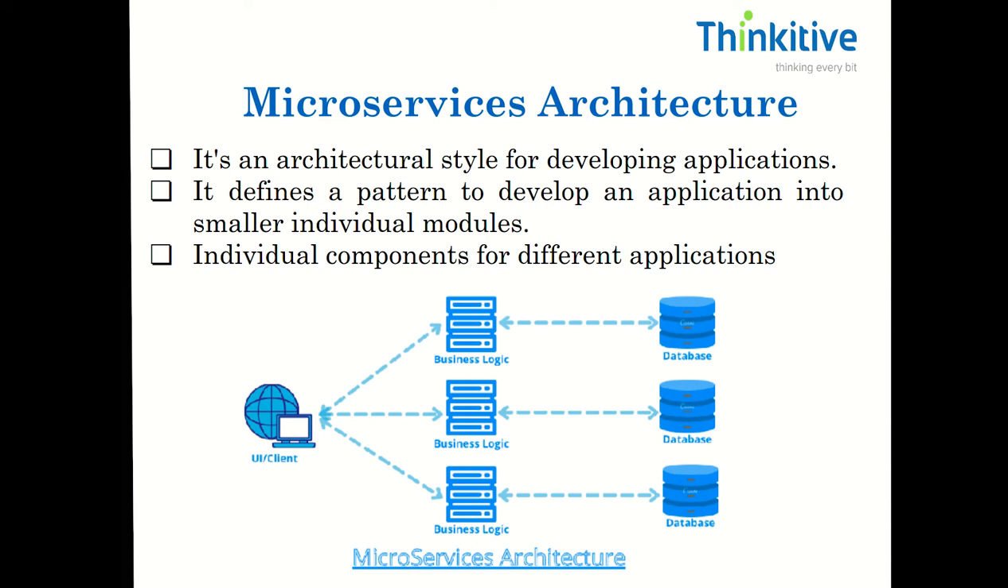In this diagram, there is a UI client, but it is not communicating to a single unit of the application. It is communicating to 3 different microservices, and each of the microservices has its own database. Again, it's not necessary for each microservice to have its own database. It completely depends upon the design patterns used to develop a microservice architecture. We will see that in the next part of this series.